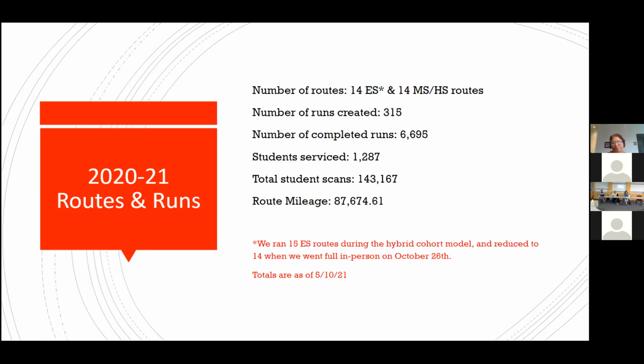So we went down to 14 elementary school routes. What that meant in the creation of all the different schedules that we had and the midday arrivals and midday returns, we actually had to create around 315 runs this year to make everything work. To put that in perspective, in a normal year, we create 36. Wow. So there is a lot of shifting going on down there this year. Our number of completed year runs so far is just under 7,000. We serviced just over 1,200 students this year on our routes, which equaled just over 87,000 miles on the road for our routes this year.